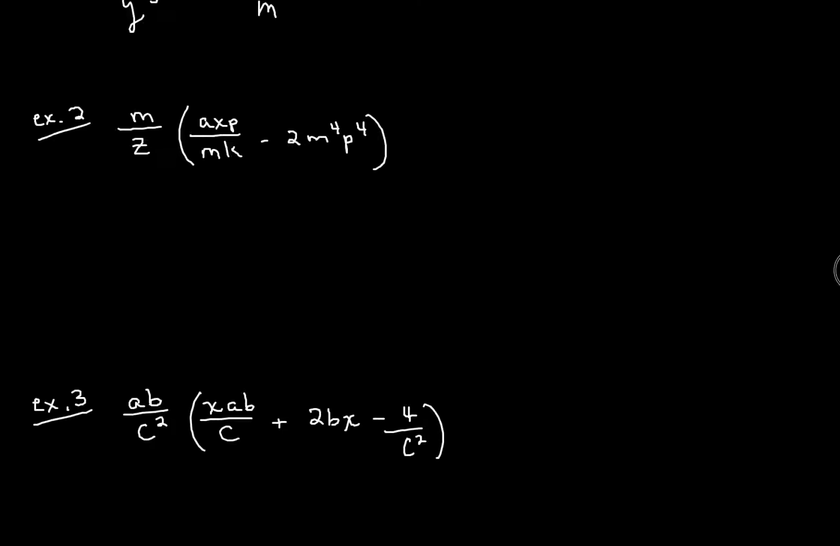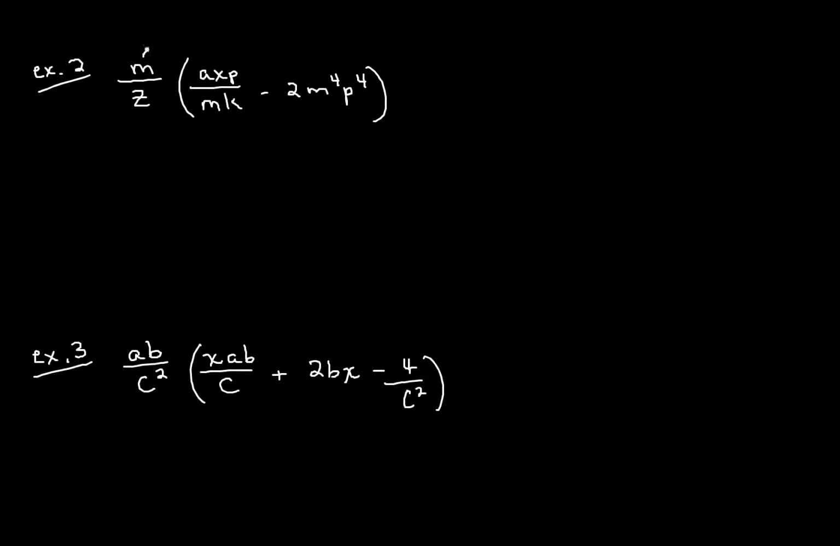Let's try another one. Let's distribute this one. We're going to multiply it times the first term and we're going to multiply it times the second term. So if you look, m, a, x, p, none of them have the same bases, so you just write that all down, m, a, x, p. And in the denominator you have a z, m, k. No common bases, so no exponents to add.